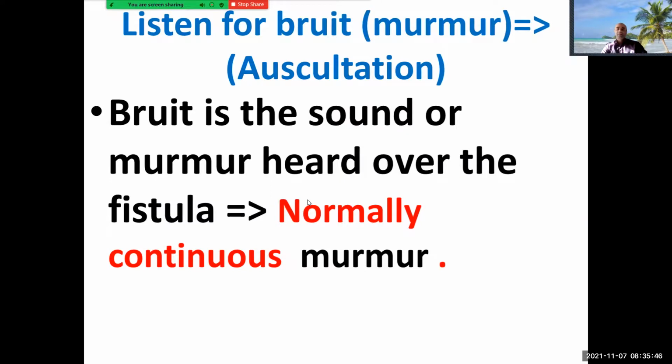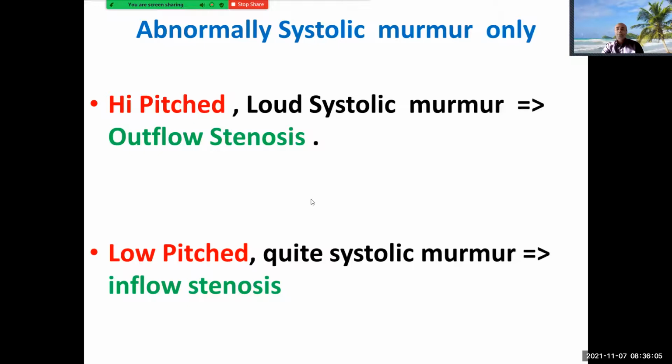Okay, listen. You should listen for a bruit or murmur. Bruit or murmur. I don't say listen for a thrill. Thrill is palpation. Bruit or murmur is auscultation. A bruit is the sound of a murmur heard over the fistula. Normally, it is a soft, continuous murmur. Abnormal is a systolic murmur only. This is the abnormal one, systolic. Normally you will find this continuous one, this is the normal soft one.